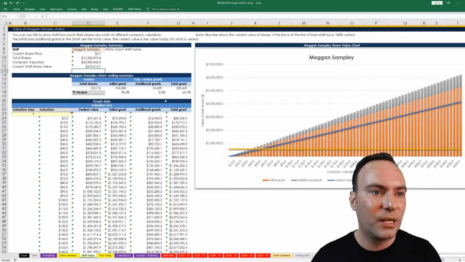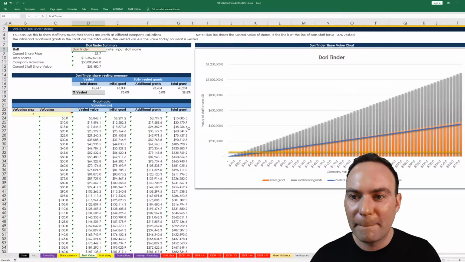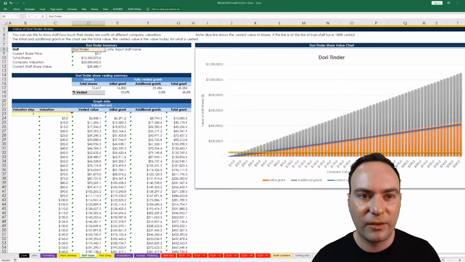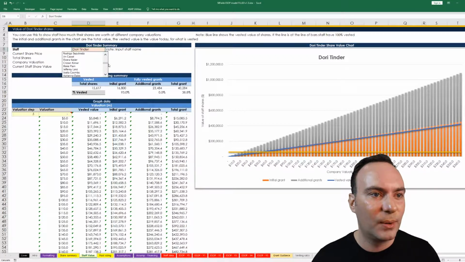So we could change this to some, I don't know, let's pick Dory Tinder, sounds fun. So you'll see the numbers change. Additional grants is a lot more. What the valuation is, current share value is less than the axes. Let's look at someone else. I don't know, Joella Coombs.